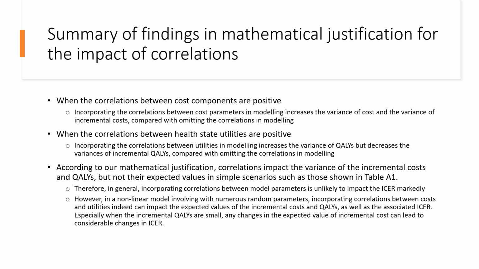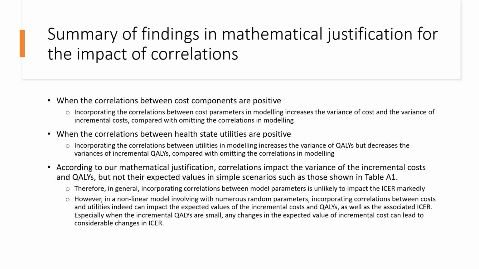Now, we summarize the findings. When the correlations between cost components are positive, incorporating the correlations between cost parameters in modeling increases the variance of cost and the variance of incremental costs, compared with omitting the correlations in modeling. When the correlations between health state utilities are positive, incorporating the correlations between utilities in modeling increases the variance of QALY, but decreases the variances of incremental QALY, compared with omitting the correlations in modeling.